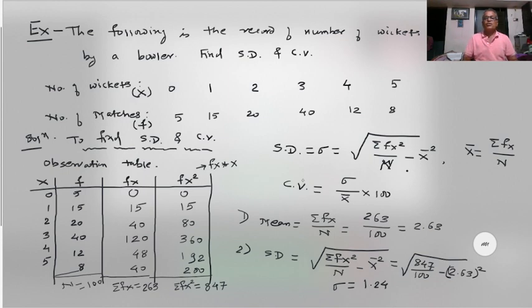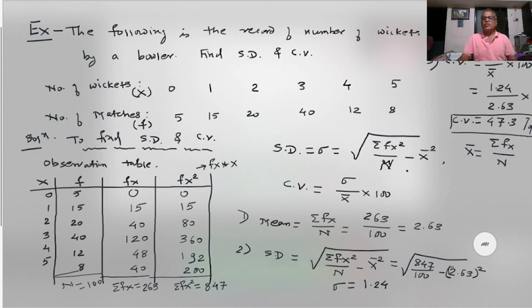So substitute these observations in the third formula, that is the coefficient of variation is equal to sigma divided by x bar into 100, is equal to 1.24 divided by x bar, that is 2.63, multiplied by 100. After evaluating this, we get 47.3. So this is in percentage. So coefficient of variation is this.